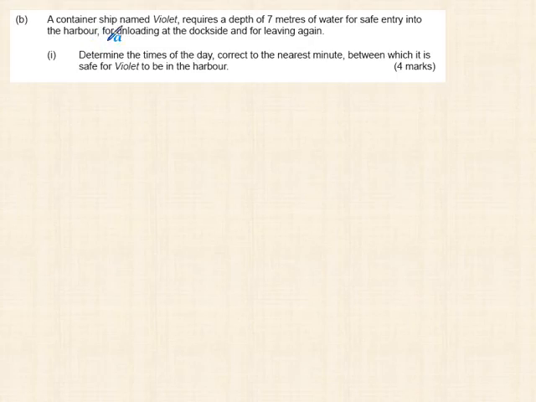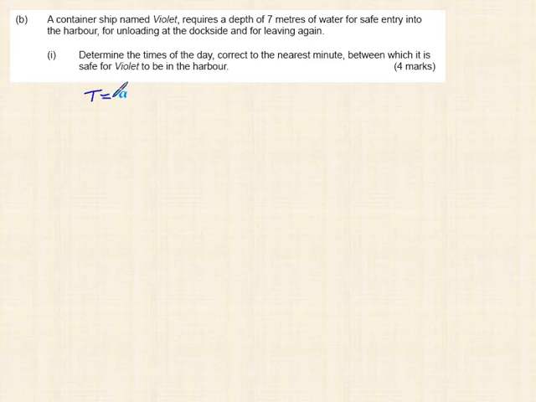A container ship named Violet requires a depth of 7 meters of water for safe entry into the harbour, for unloading at the dockside and for leaving again. Determine the times of the day correct to the nearest minute, between which it is safe for Violet to be in the harbour.